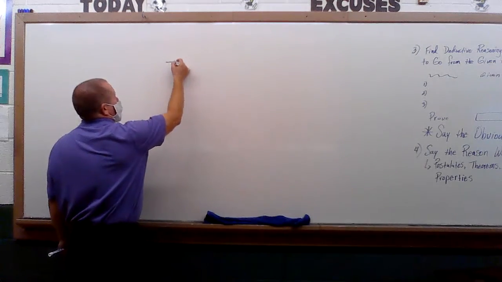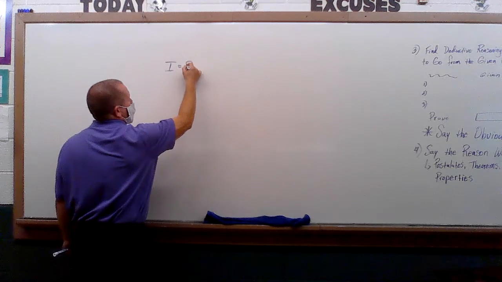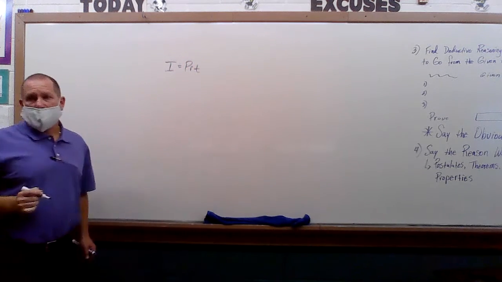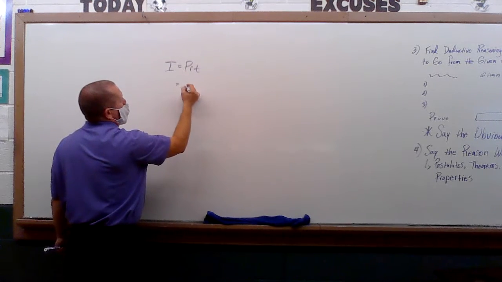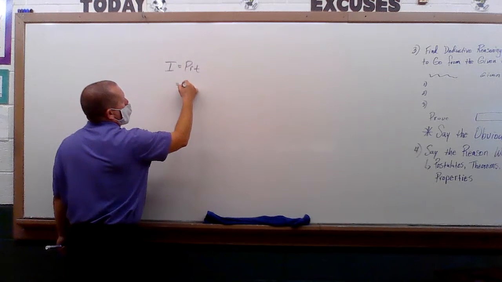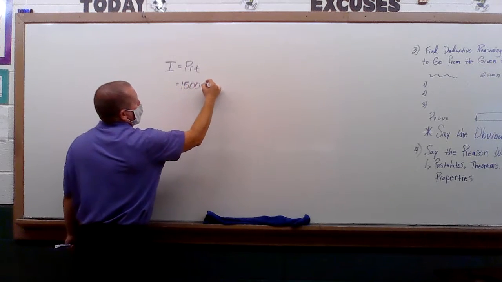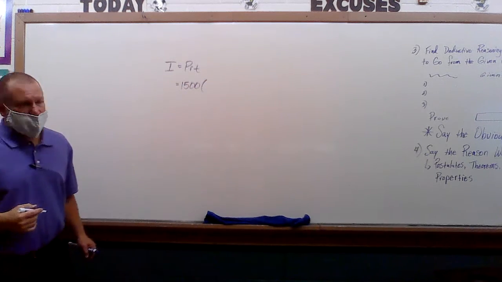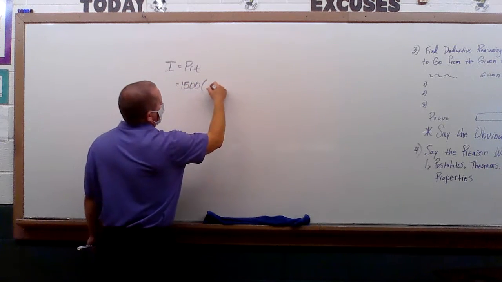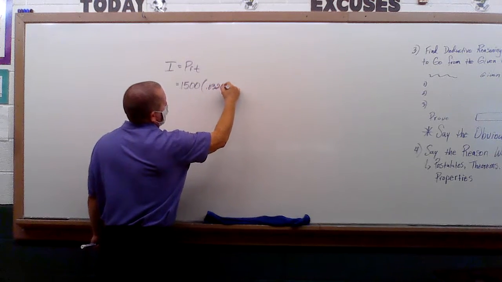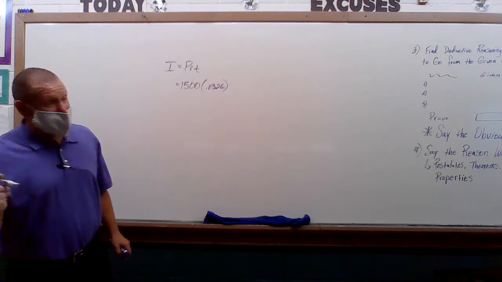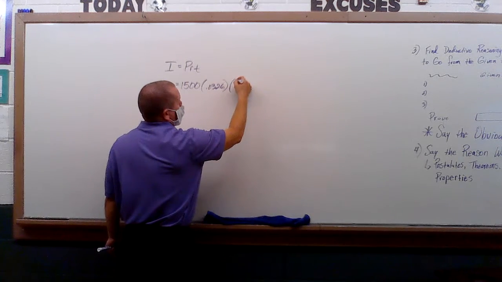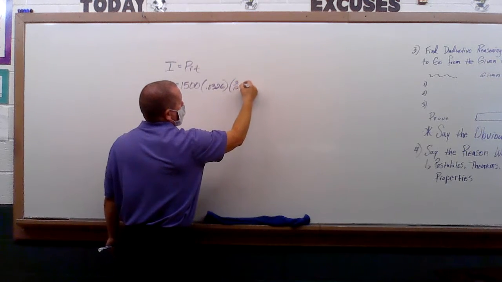Remember, all of these are based off of this formula still. So, what was my principal? What did we start out with? 1,500. What is our CD rate? 0.0326. And what is my amount of time? 3 months, right? So 3 over 12, or you could have used 1/4.